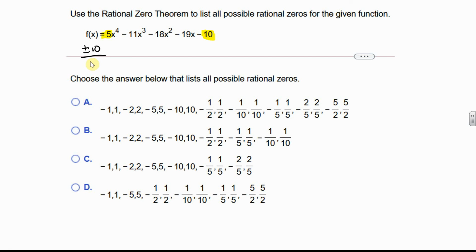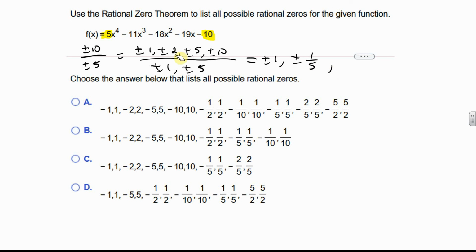So plus or minus 10 divided by plus or minus 5. Let's list out all of these factors: plus or minus 1, plus or minus 2, plus or minus 5, plus or minus 10, all over plus or minus 1 and plus or minus 5. I'm going to take each term in the numerator divided by the first term in the denominator. So we have plus or minus 1 divided by plus or minus 1, which is just 1. So that's plus or minus 1. And then we have plus or minus 1 all over the 5.